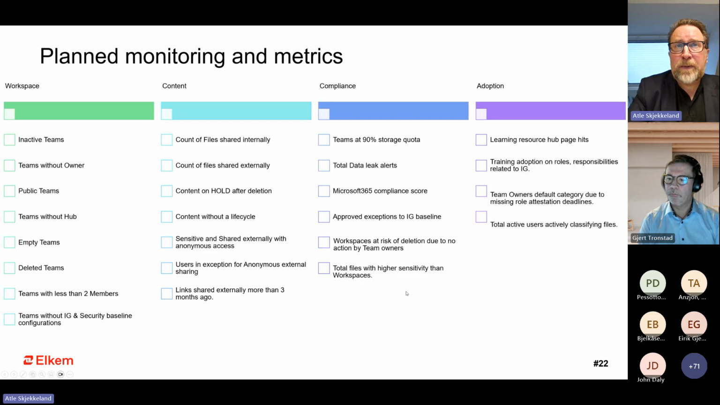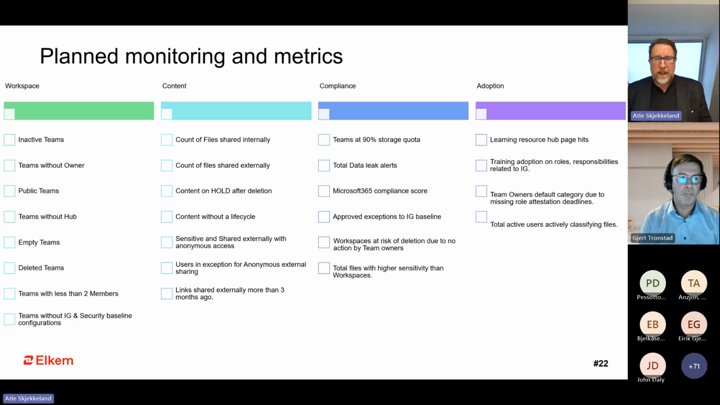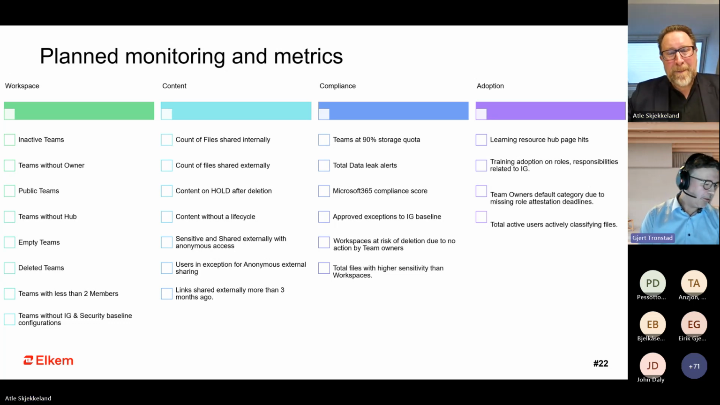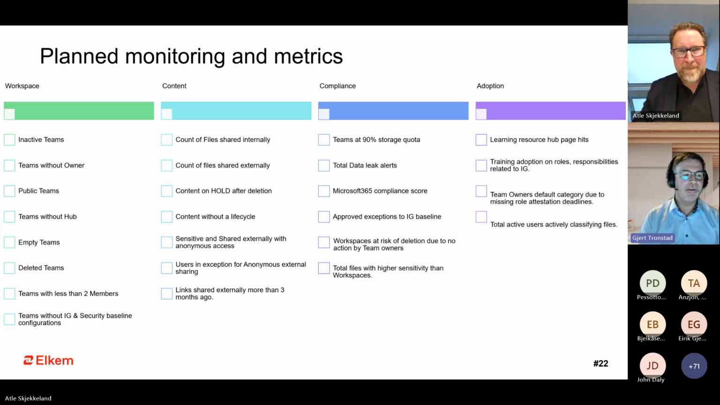Also want to talk a little bit about monitoring and metrics, because the old saying is that if you can't measure it, you can't manage it. So Gjert, you want to start off here? Yes, so this is a company culture and I guess this is the same with all of you. If you make a change, you need to measure it.